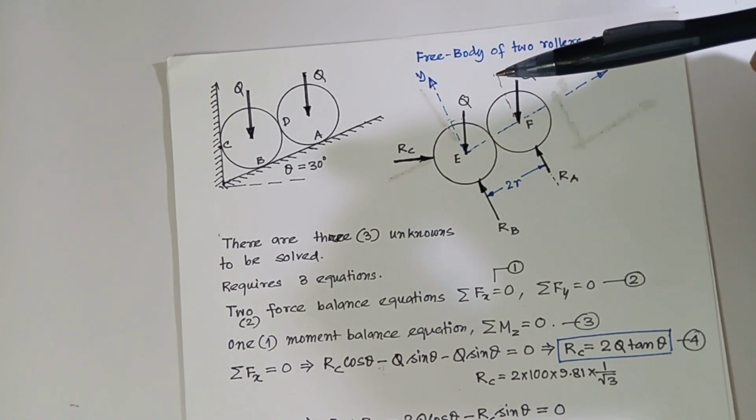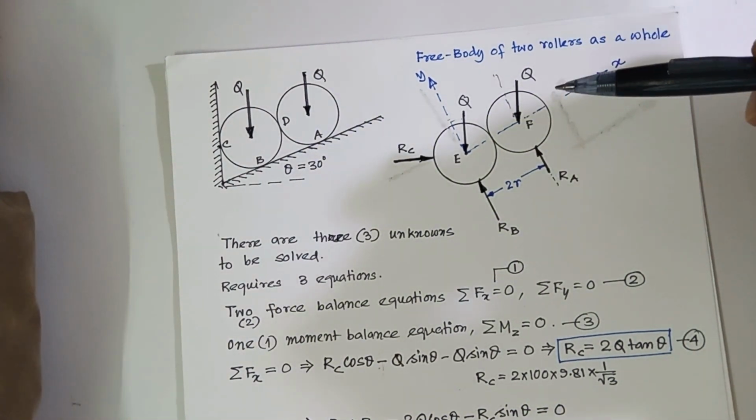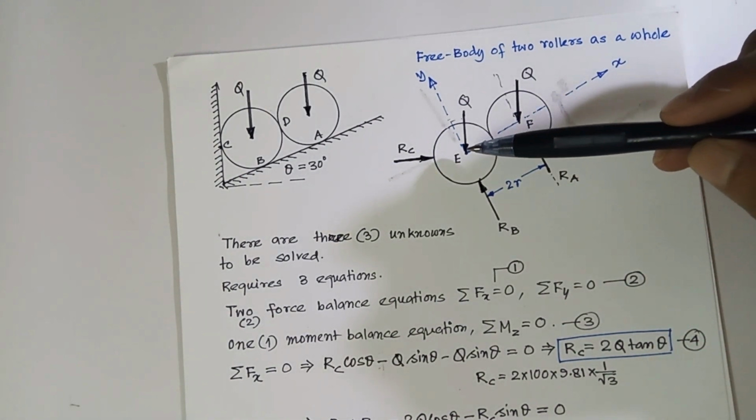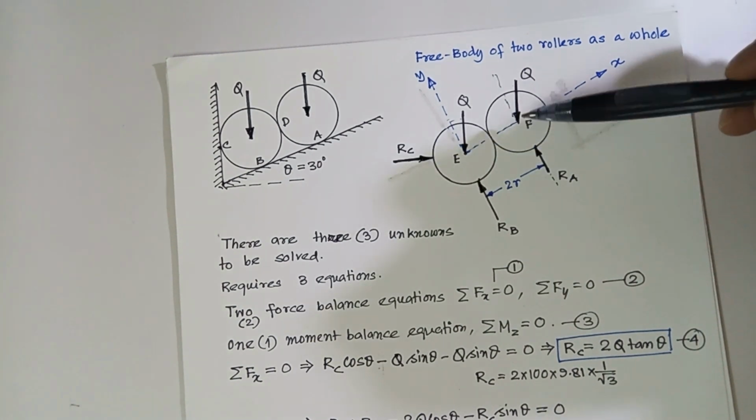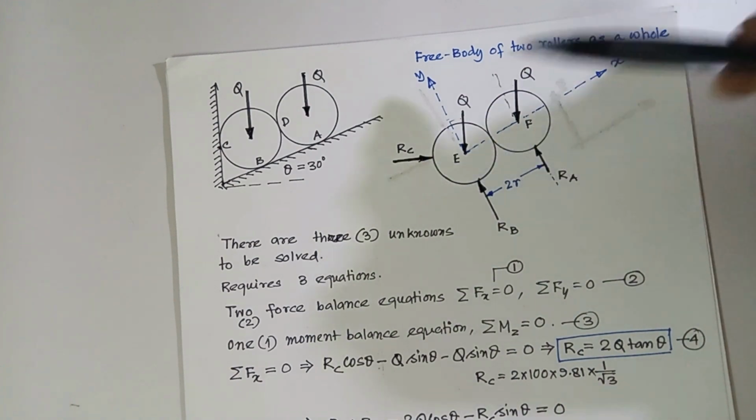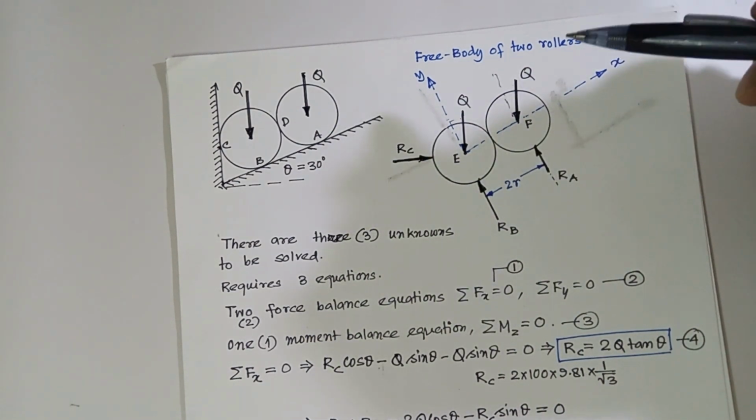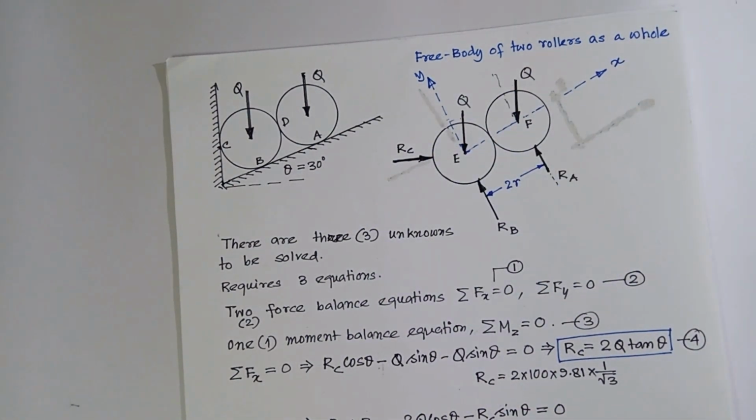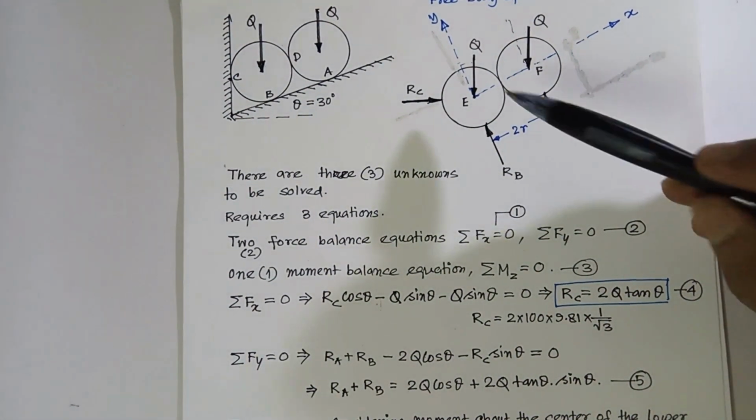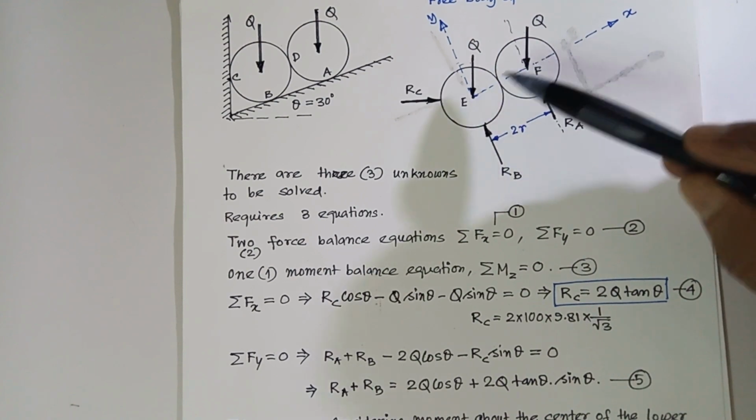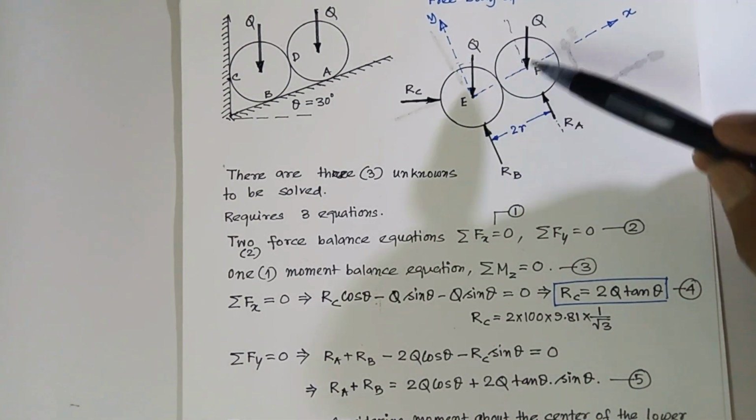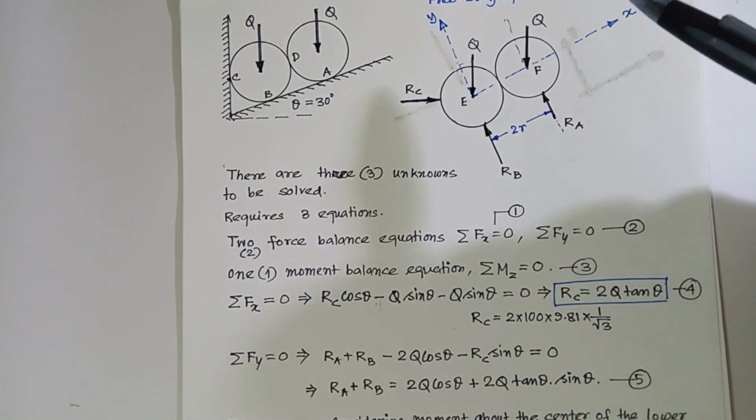Okay. That means the condition of statics will be applicable for either this or the system as a whole. That you have to understand. The first method that I will show you is with this, that means considering the two rollers as a whole. That means these two as a whole. That is the system.